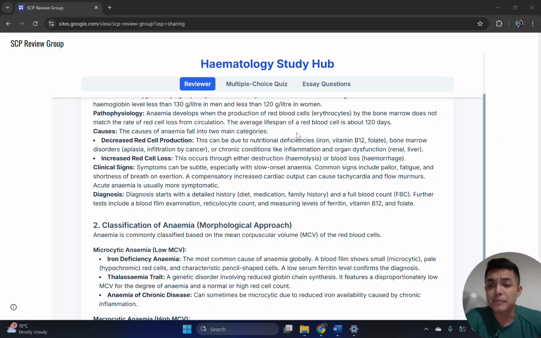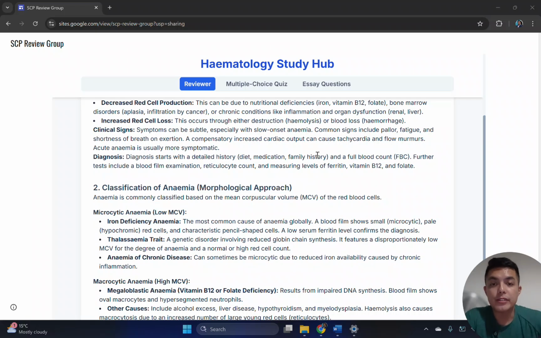So let's categorize them. First one is decreased red cell production. This can be due to nutritional deficiencies like iron, vitamin B12, folate, bone marrow disorders such as aplasia, infiltration by cancer, or chronic conditions like inflammation and organ dysfunction from the kidneys or liver. Next is increased red cell loss, and this occurs through either destruction or hemolysis, or blood loss or hemorrhage.